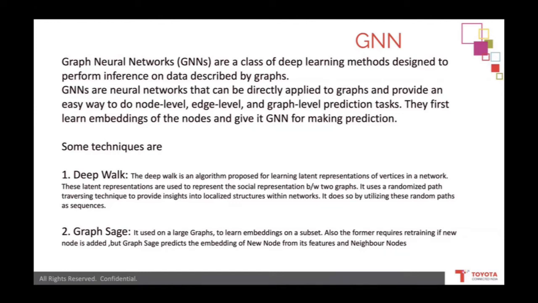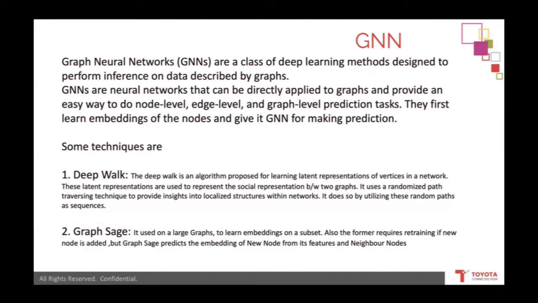Similarly, as I said, we are going to use the embeddings of the nodes. These are some of the techniques I'm talking about in the slide. One is DeepWalk and the other is GraphSAGE. DeepWalk is nothing but an algorithm that will randomly choose one node and randomly traverse through the nodes to reach another node. So it all happens randomly, right?